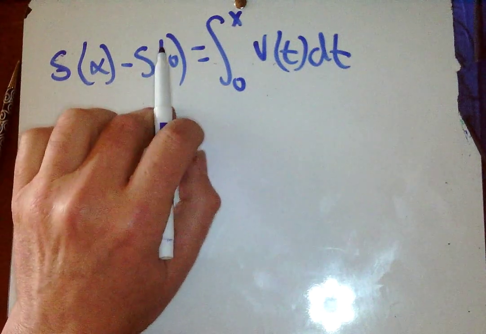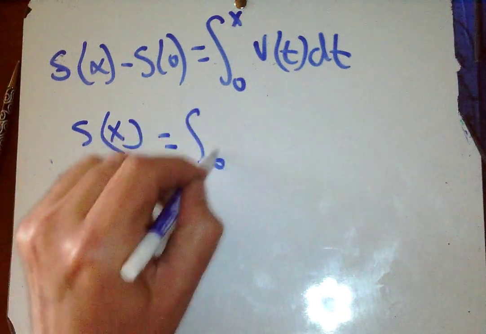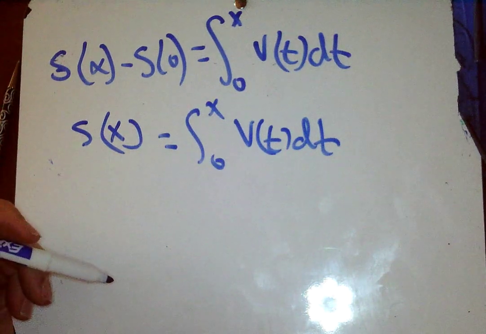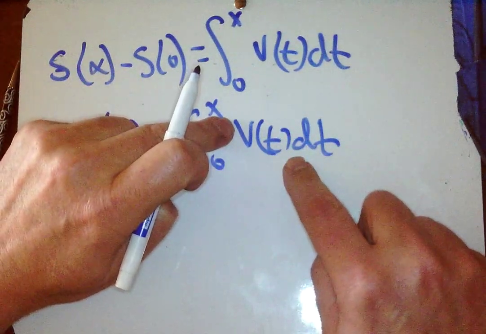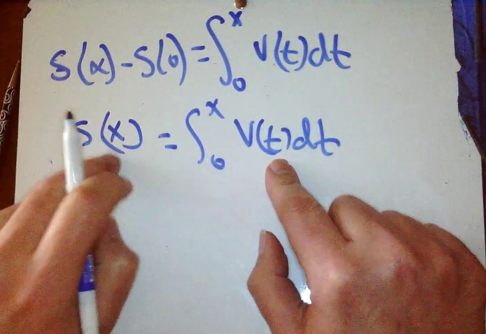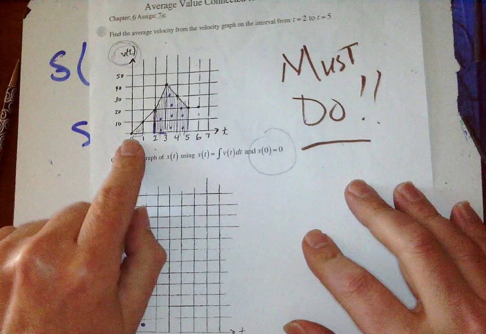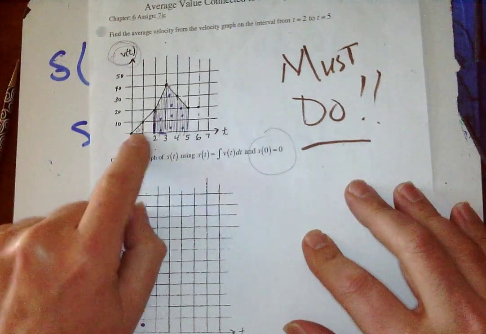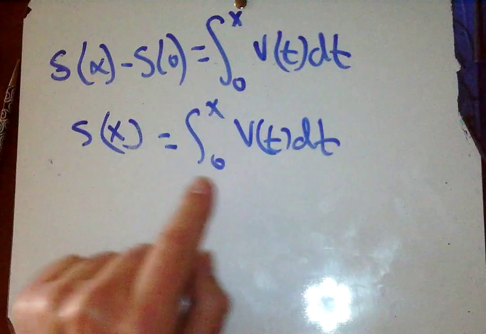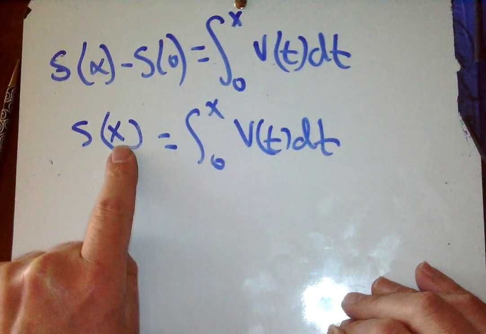But for our problem, s of 0 is 0, which really means that s of x equals the integral from 0 to x of v of t dt. So if I integrate v of t from 0 to some point, that total area that I'm getting is going to be my y value for that x. So when we integrated velocity from 0 to 1 and got an integral value of 5, that means s of 1 is 5.